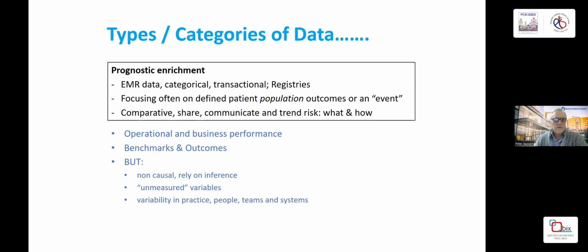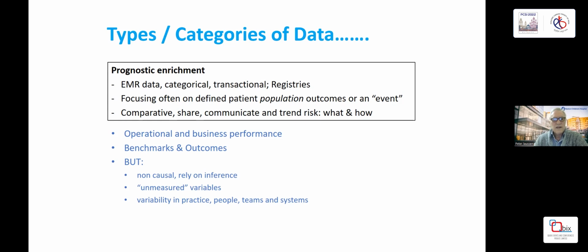So while we use it often for operational purposes and business performance within our systems, we use it for benchmarks and establishing outcomes, it doesn't allow us to determine cause. And often we rely on inference. For example, blood pressure falls. That fall in blood pressure is recorded as a categorical data point in the EMR. And then the response may be to give fluid. And the inference from that may be that, well, the patient was hypovolemic. And then you see the response.